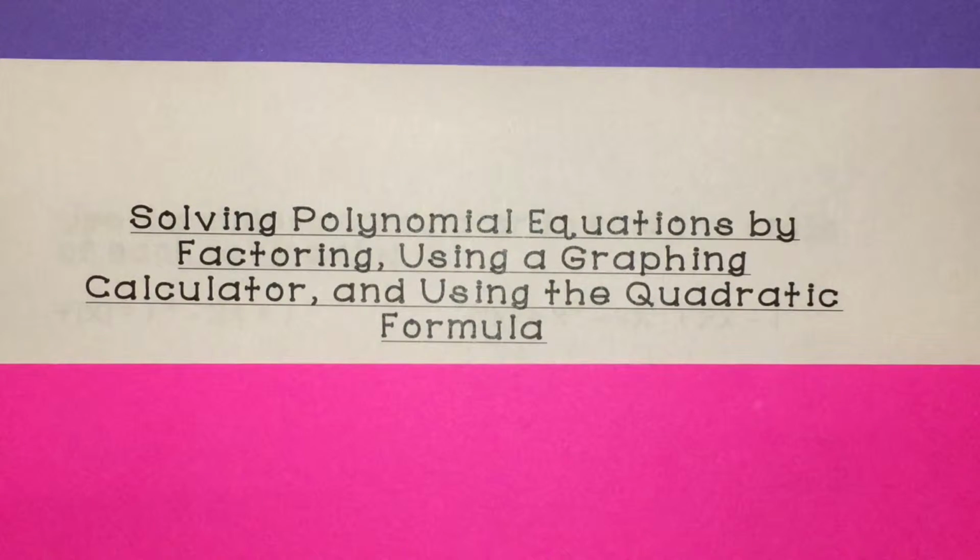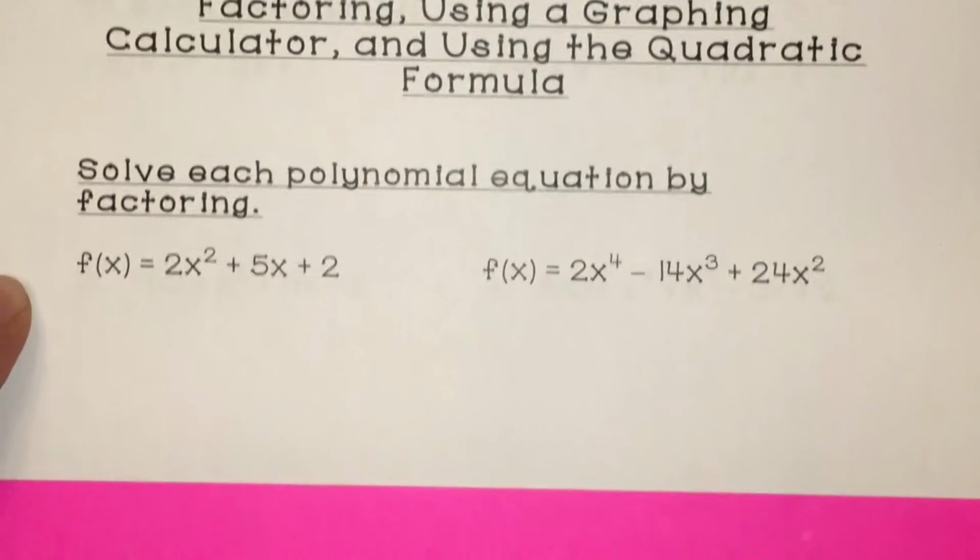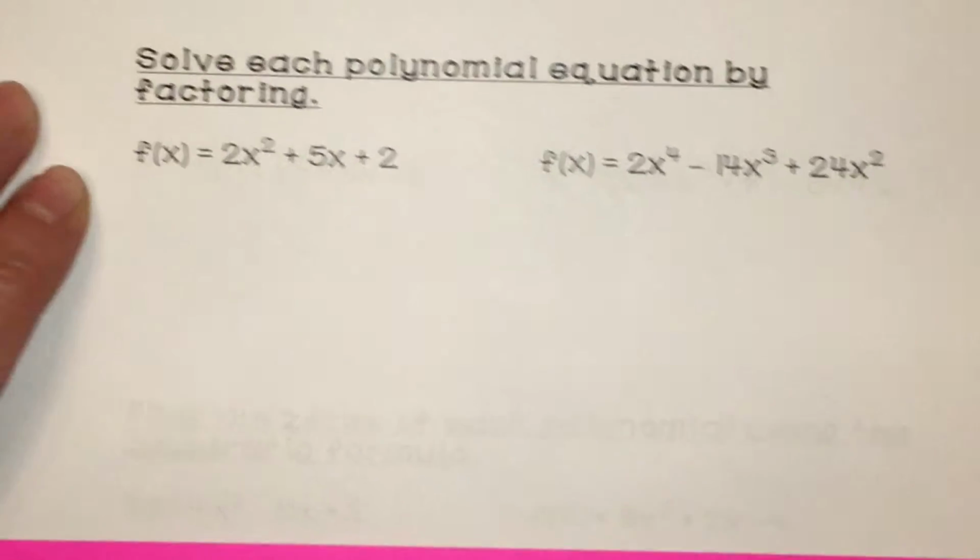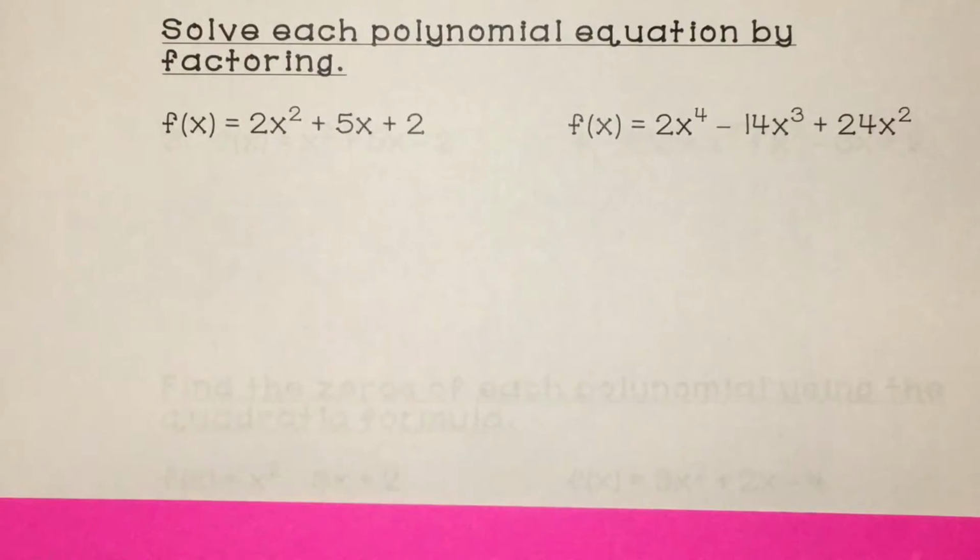In this video, I'm going to solve polynomial equations by factoring using a graphing calculator and using the quadratic formula. So we're going to start off with factoring. We're just going to factor and then solve for what x equals. So in the first one, we have f of x equals 2 times x squared plus 5x plus 2.